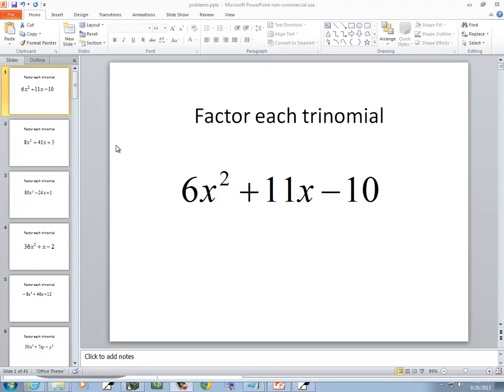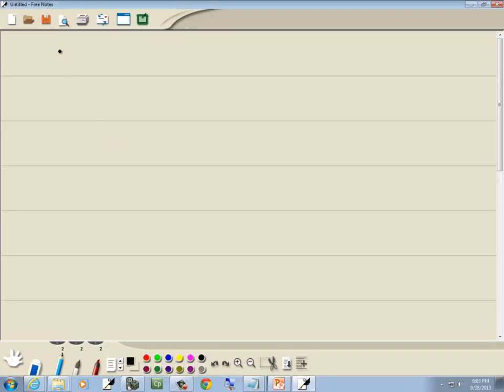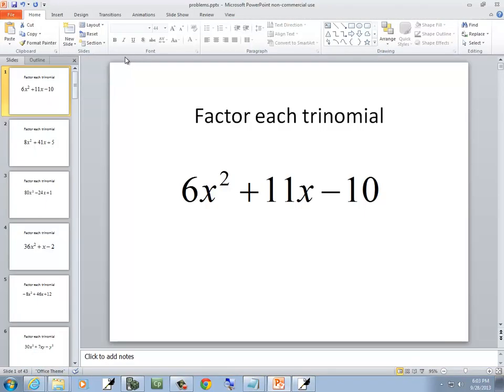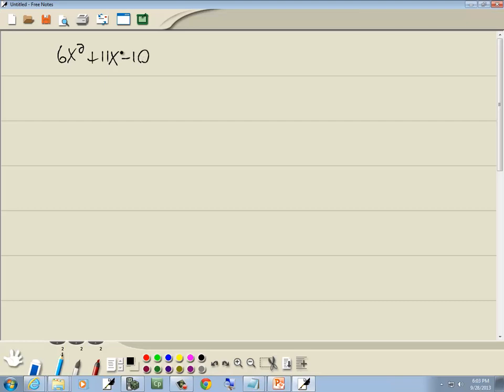Let's take a look at the next problem. We got 6x squared plus 11x minus 10. Our first method is GCF. There isn't any GCF here. Grouping needs 4 terms, so that doesn't fit. There's only 3 terms. PSD is close, except there's a number in front of the x squared.